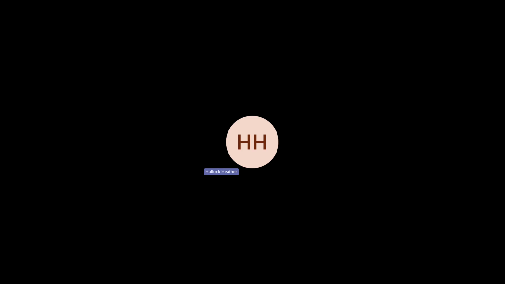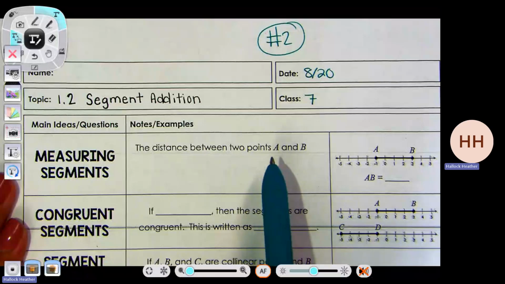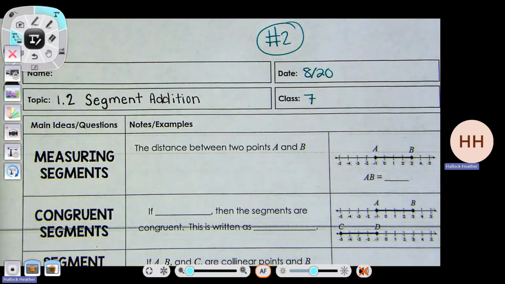Is to measure a segment. It says the distance between 2 points. So if you're measuring a segment, it is not a line. A line continues in both directions. That's why we put little arrows on it yesterday. A segment is a piece of a line.